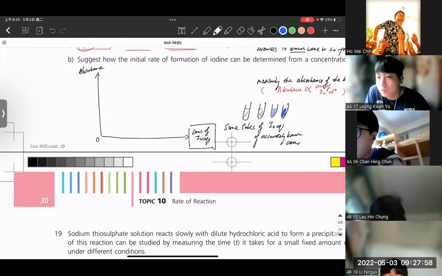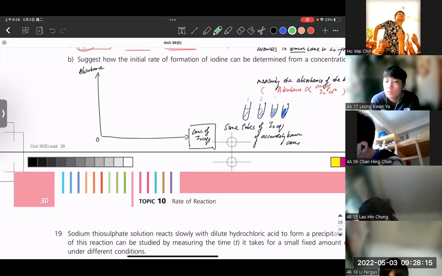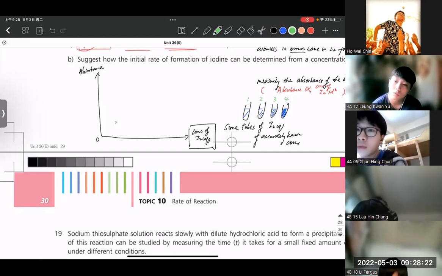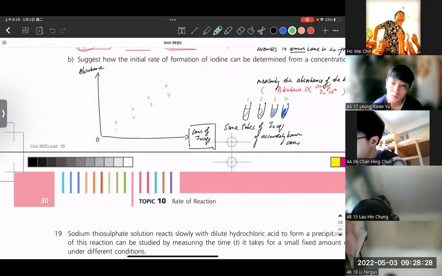Once you have got those 4 different colored tubes, you're going to put them into the colorimeter and directly measure the absorbance. So what should be expected? For example, you got 0.1, 0.2, 0.3, and 0.4 for tubes 1 to 4. So we will get the result this way. Tube 2, this. Tube 3, this. Tube 4, this. 1, 2, 3, 4. Can you get the point?